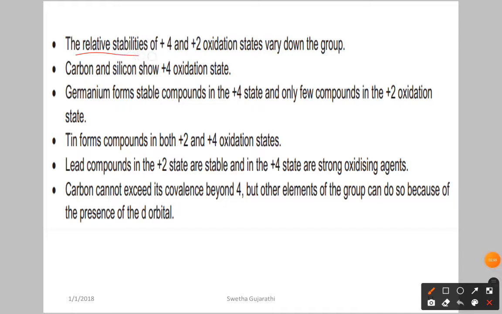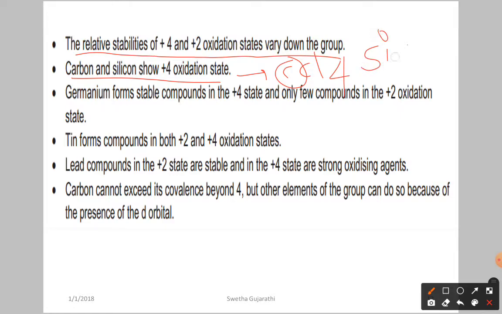The relative stabilities of the plus 4 and plus 2 oxidation states vary down the group. Already we told, carbon and silicon show the plus 4 oxidation state. For example, if you take CCl4, in CCl4, what is the carbon oxidation state? Plus 4. If you take silicon tetrachloride, what is the oxidation number of silicon? Plus 4, okay. Already you know very well.